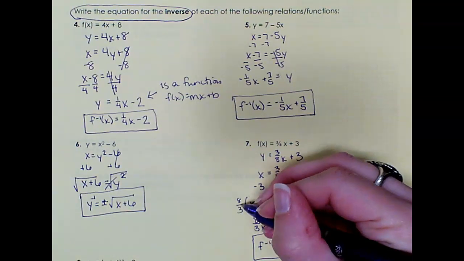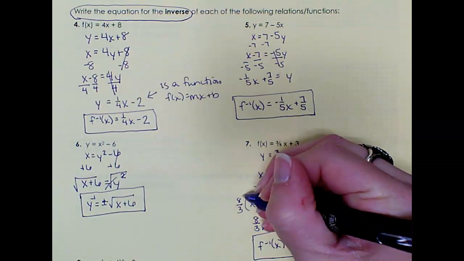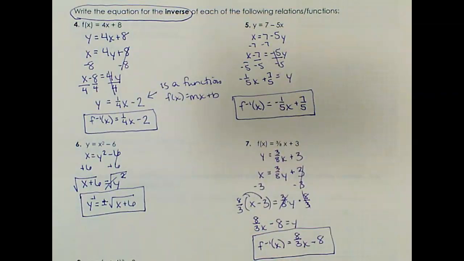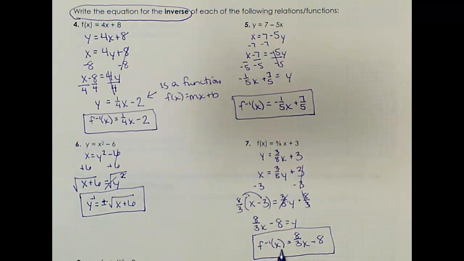I do that on the left side as well. And I've got to do it to both terms. So 8/3 times x is 8/3 x. And 8/3 times -3 is -8, because the 3 and the 1/3 cancel out. So because this kind of mirrors a linear function, mx plus b, then we rename this as the inverse of f of x equals 8/3 x minus 8. So it is a function.